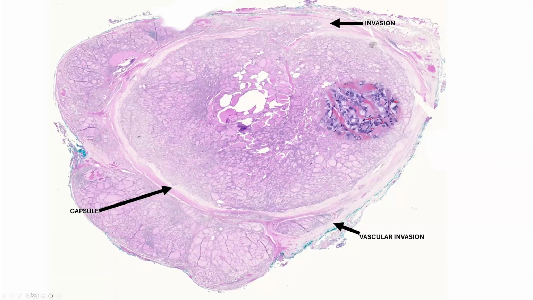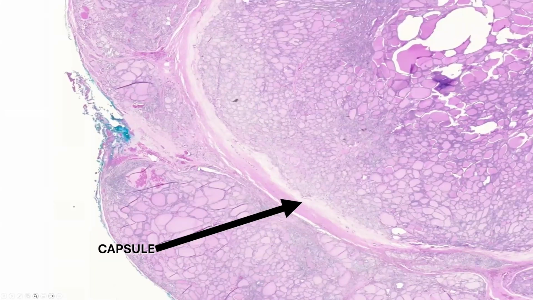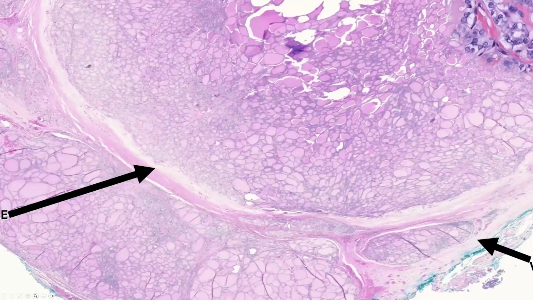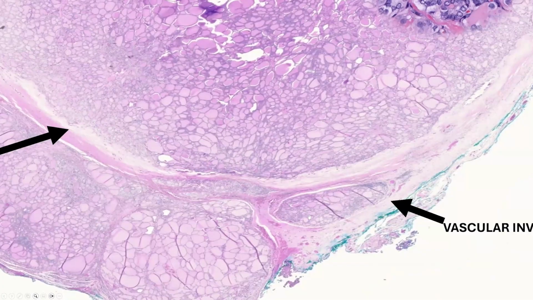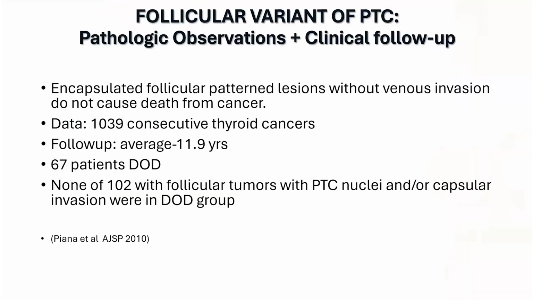And you can see in the inset, beautifully, this is the capsule here, and this tumor is invading into its capsule, is sitting within a vessel, and has beautiful nuclear features of papillary thyroid carcinoma. But what this literature was showing is that the tumors which were encapsulated, we still called follicular variant of papillary thyroid carcinoma. They did not have any invasion. These tumors were actually behaving similar to follicular adenoma.